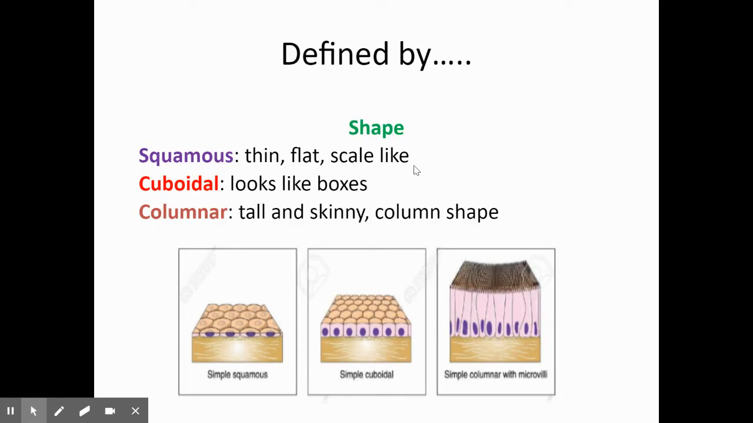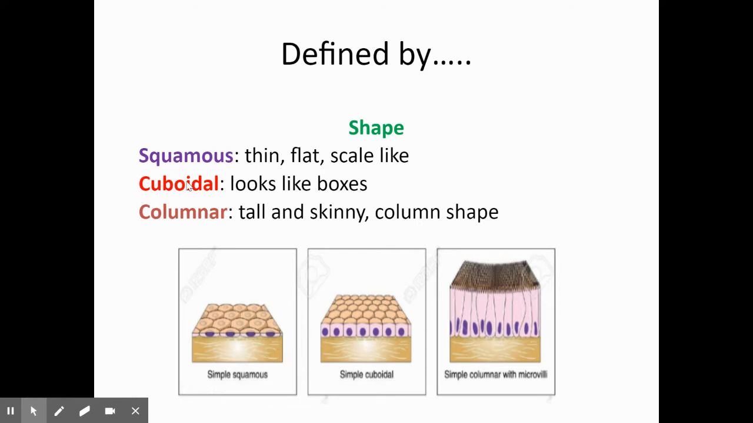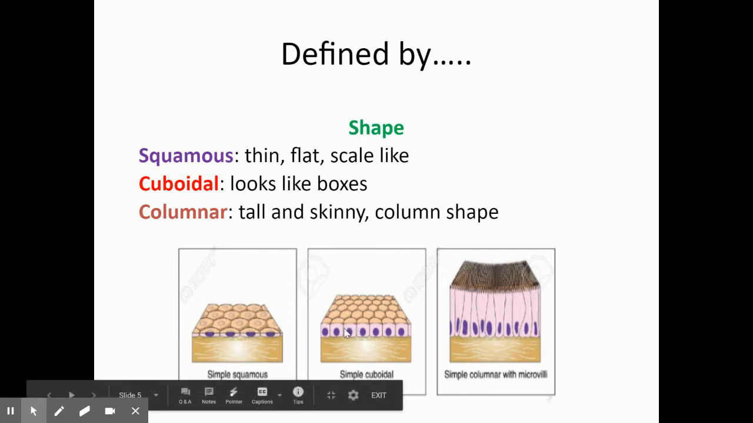The other thing that defines epithelial tissues is the shape. We have 3 shapes we're going to be using to define our tissue. Squamous means that the cells look flat and skinny. If you took a cell and smushed it flat, that's what squamous looks like. Cuboidal, if you look at the word, almost has the word cube in it. Cuboidal cells look like little cubes or little boxes. In the picture here, you can see how the cell has a cube or box shape.